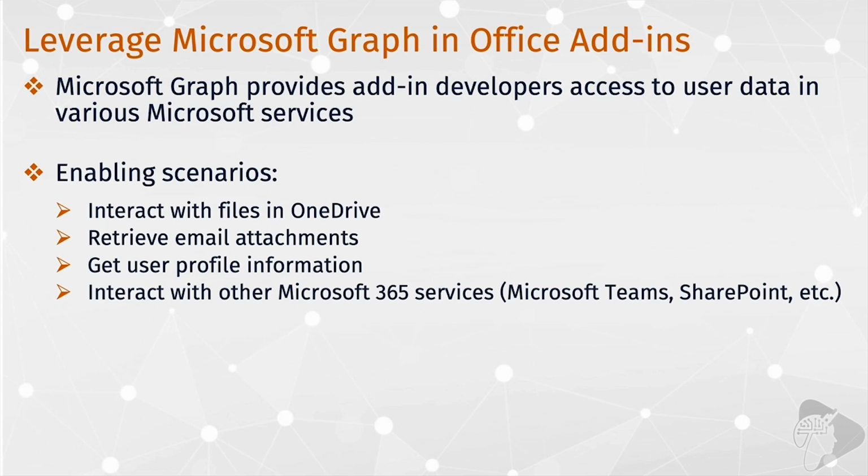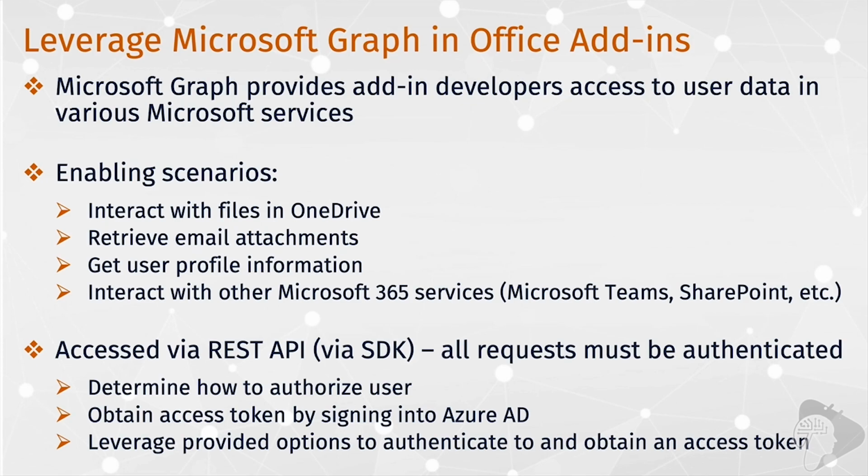Now, the one requirement is that every time you make a request to Microsoft Graph, the request has to be authorized. And the way you do that is to include an access token in the header of your request. So a couple things you need to think about when you do this is, how am I going to authorize the current user to get that token? Because the add-in has to be authorized to act on that user's behalf.